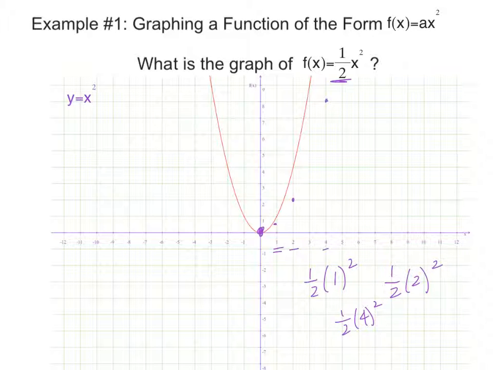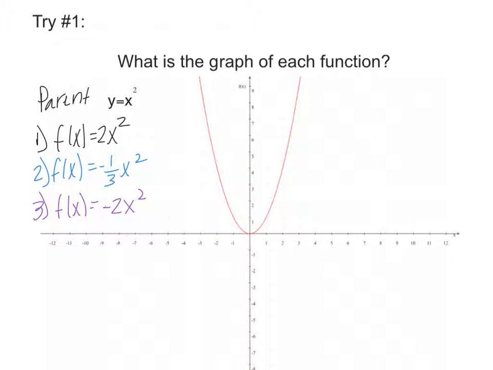Notice we'll get the exact same values on the other side. So -1 and 1/2, -2 and 2, and then -4 and 8. Our graph will look somewhat like this. Again, what has it done? It has compressed it, meaning it has pressed our graph, or smushed it down, towards the x-axis.